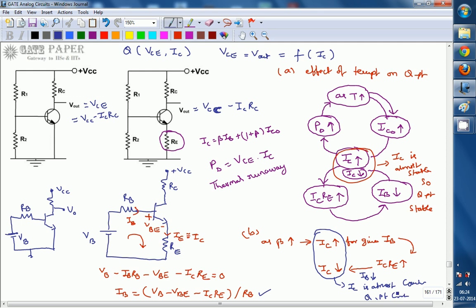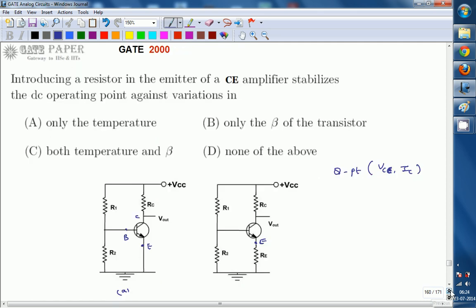So by introducing a resistor in the emitter of a common emitter amplifier, we can get stabilization against variations in temperature as well as beta. So the right answer for this question is both temperature and beta. The DC operating point, that is the Q point, is stabilized against variations in both temperature and beta. Right option is C.